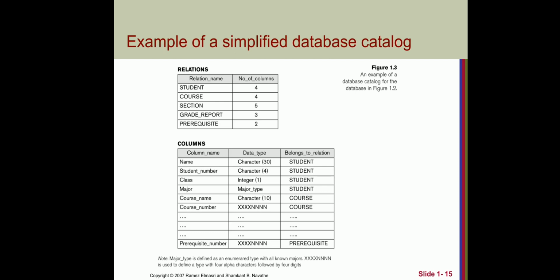By looking at this, we can come to know how many tables, or relations, are there in a database. Apart from that, we can see the contents, what the columns and their data types are, and which table they belong to. Every piece of information is stored in the catalog. So it is known as the self-describing nature of the database.